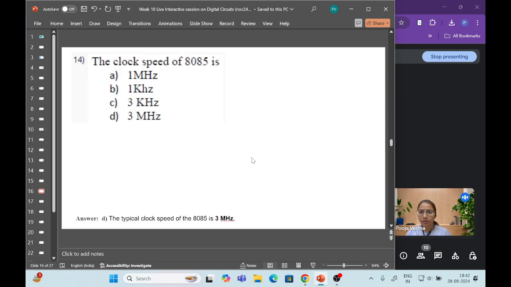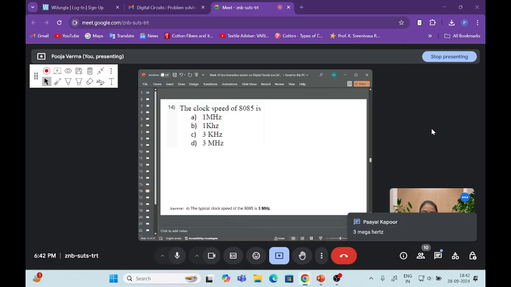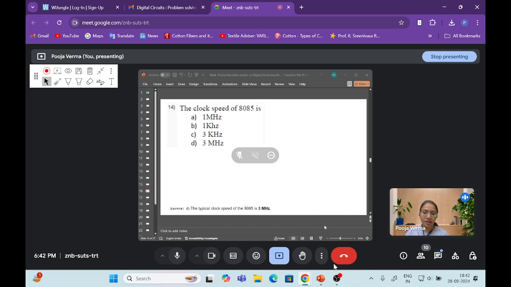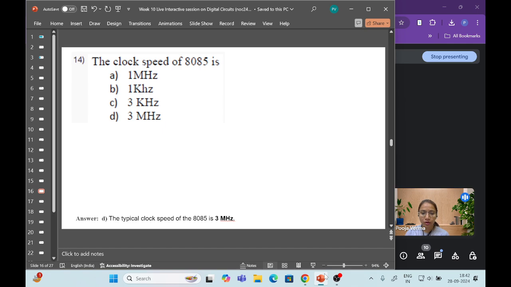Okay, moving to the next question. The clock speed of the 8085 microprocessor: option A is 1 megahertz, option B is 1 kilohertz, option C is 3 kilohertz, or option D is 3 megahertz. Yes, Payal, correct. The 3 megahertz is the clock speed of the 8085 microprocessor. So option D is the correct answer. It is given.